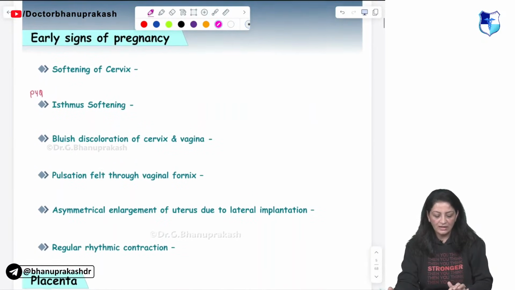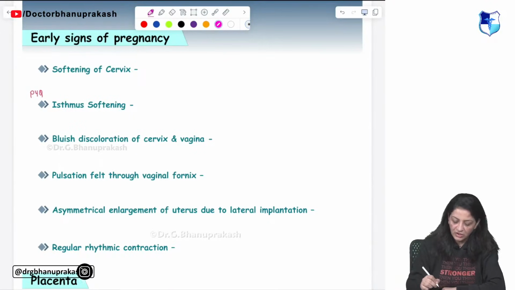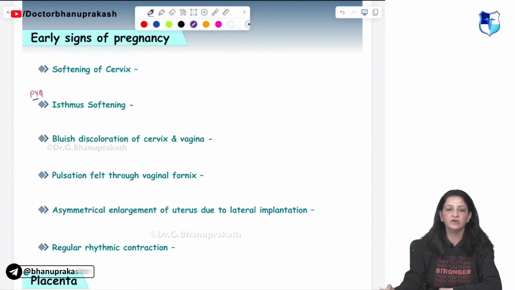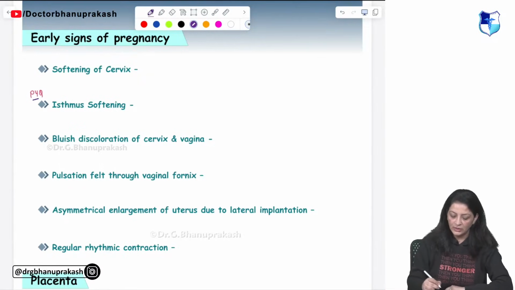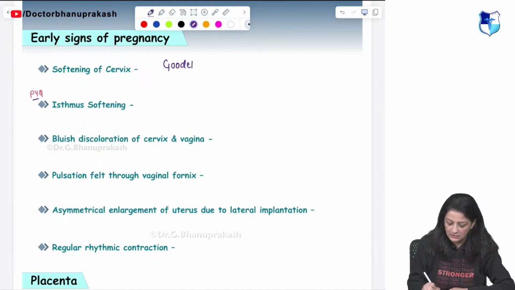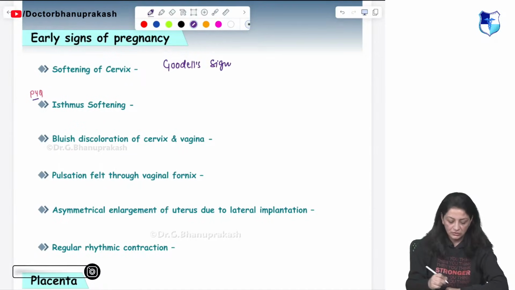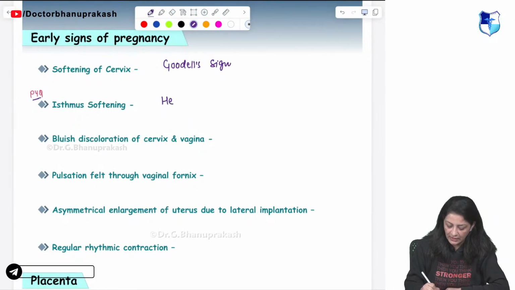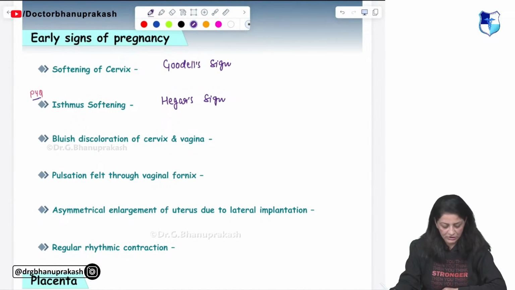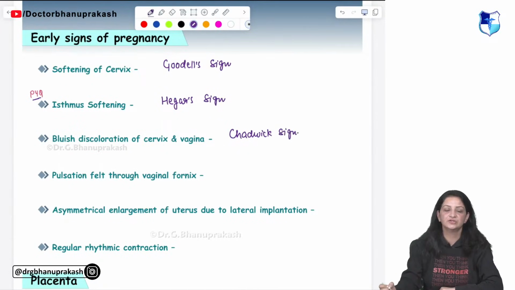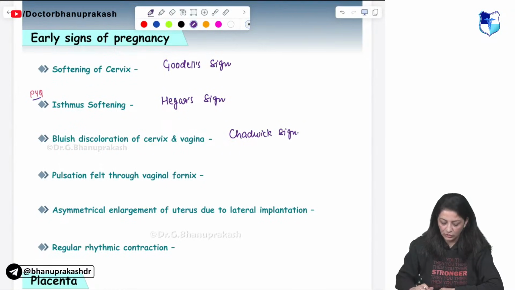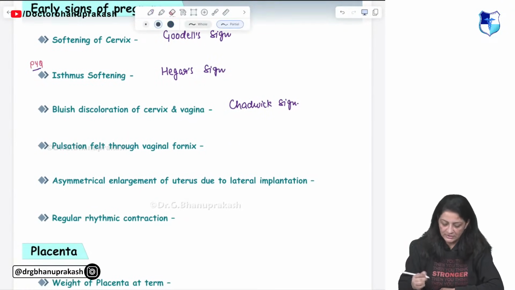Okay. Now, early signs of pregnancy. Softening of the cervix is called Goodell's sign. This was a PYQ. Isthmus softening is called Hegar's sign. Bluish discoloration of the cervix and vagina is Chadwick sign. Pulsation felt through the vaginal fornix is Osiander sign.